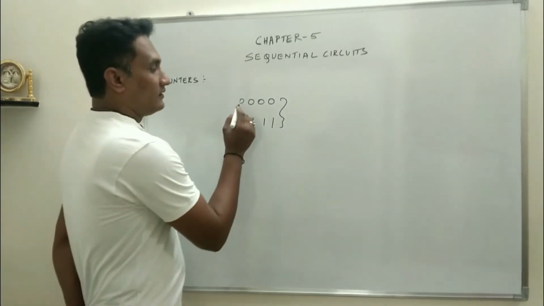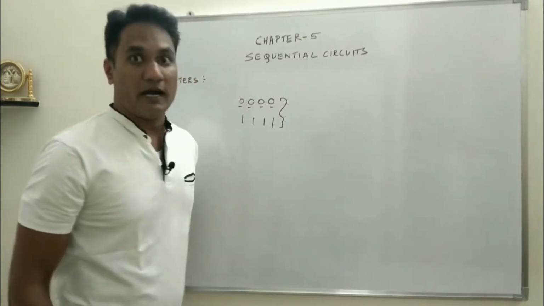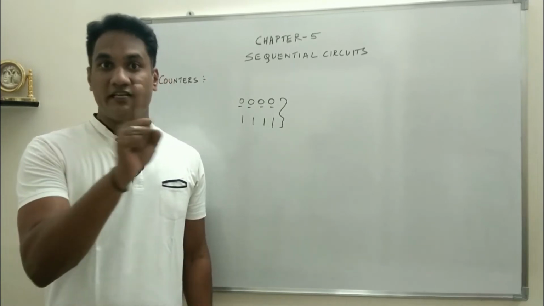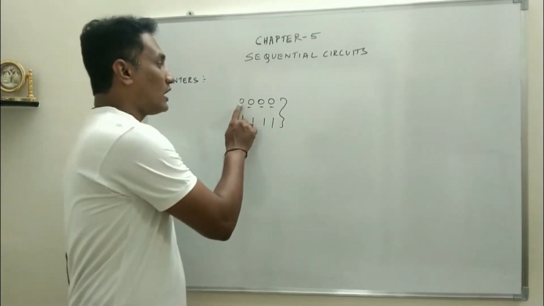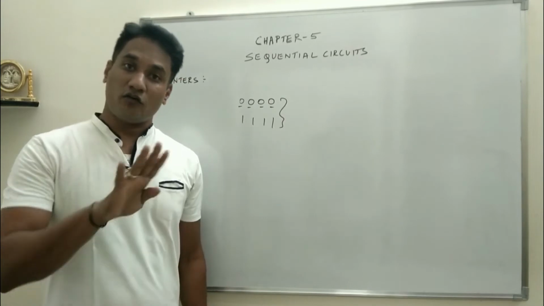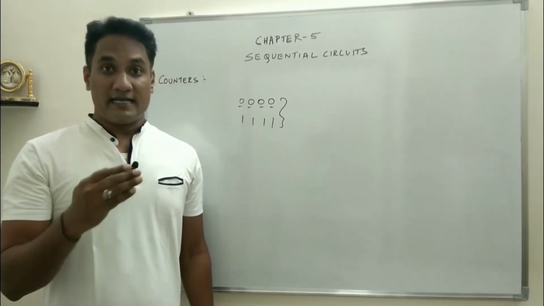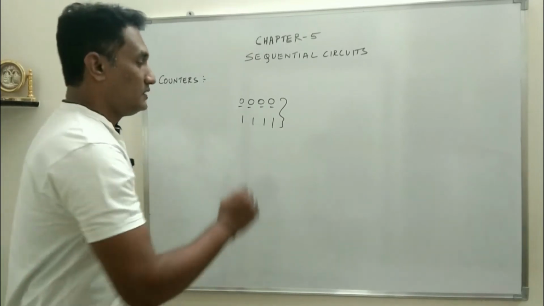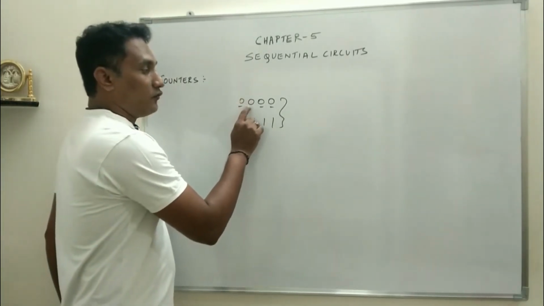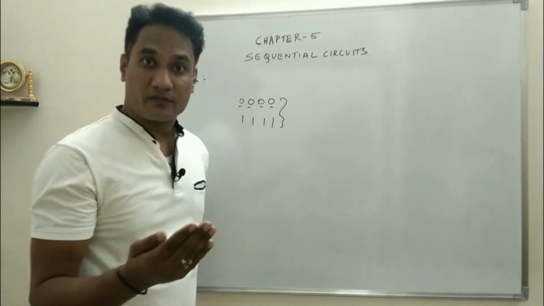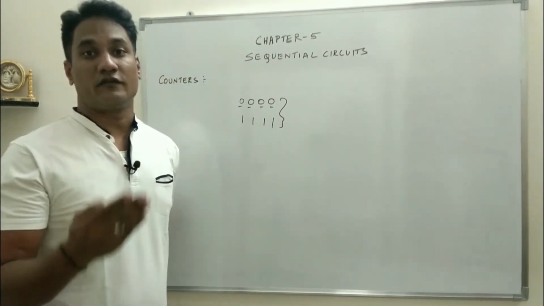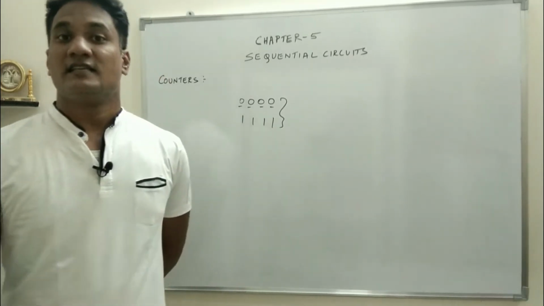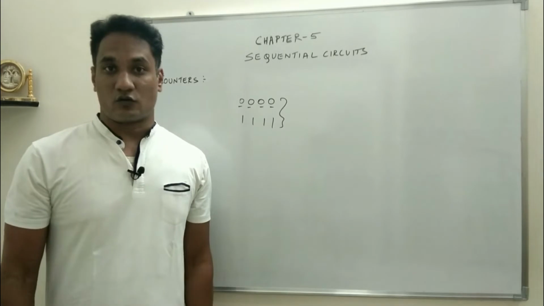Now, suppose we want to count a 4-bit binary number. We already know that to store 1 bit we need 1 flip-flop. So if you want to count 4 bits, you need 4 flip-flops, and unless the flip-flop is clocked, the output does not change. So all 4 flip-flops have to be clocked. Depending upon how the 4 flip-flops are clocked, the counters are further classified as synchronous counters and asynchronous counters.